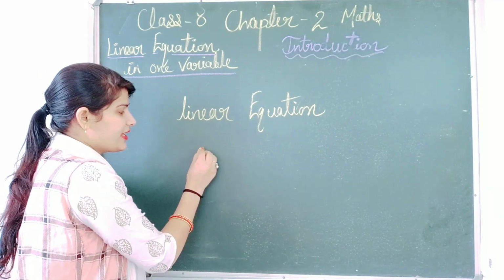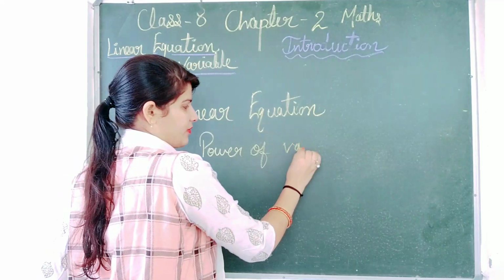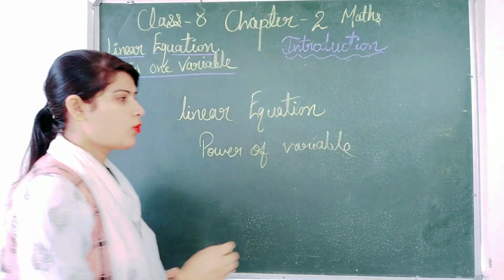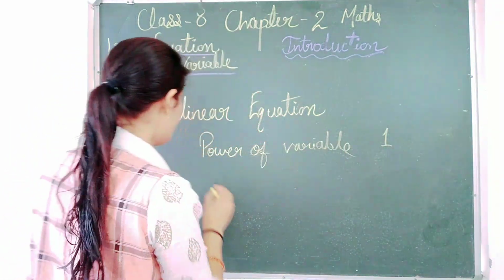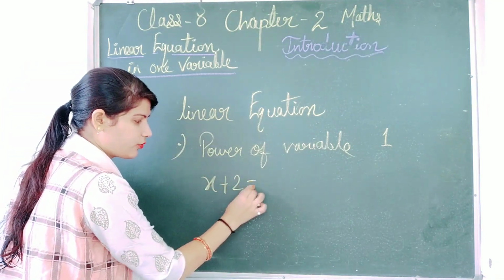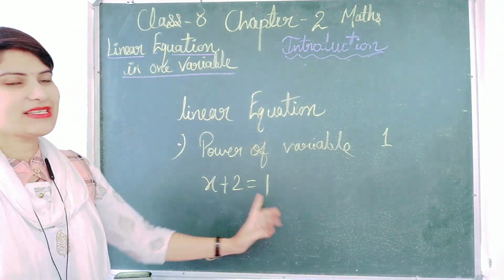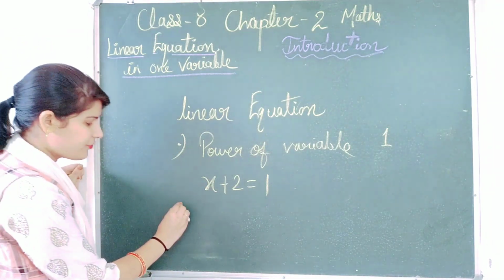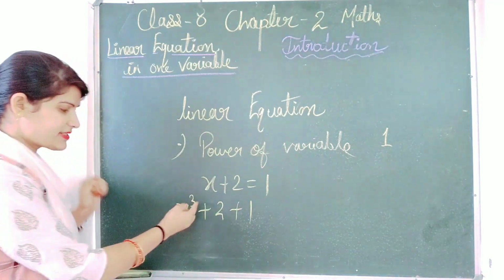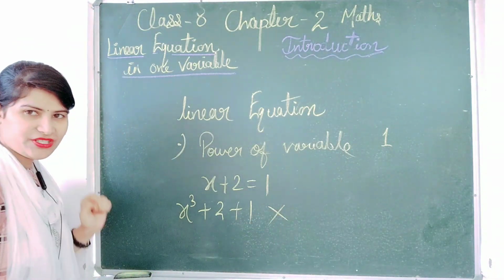But what is linear? Linear means the power of the variable is 1. The power of the variable should be 1. This is the sign of a linear equation, like x plus 2 equal to 1. Here the power of the variable is 1, so we can say this is a linear equation. Now if you write x to the power 3, x cube plus 1, that means this is not a linear equation.